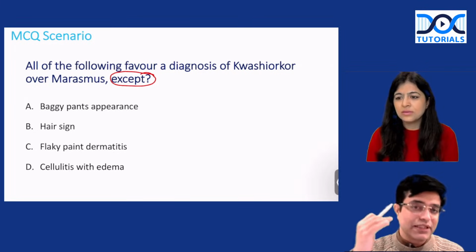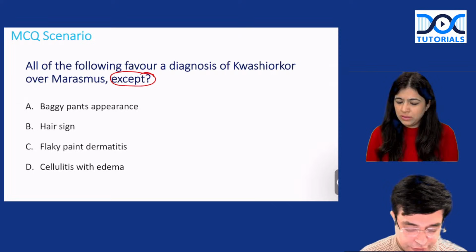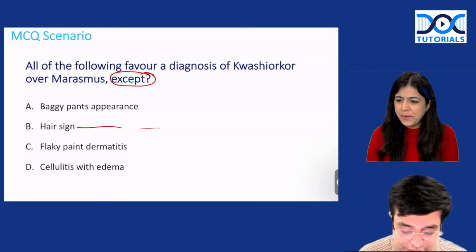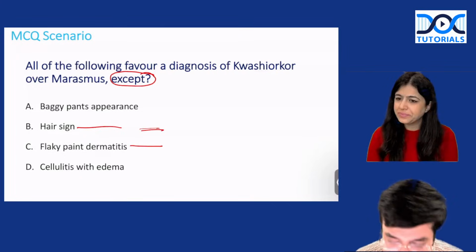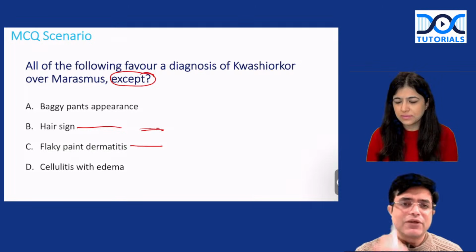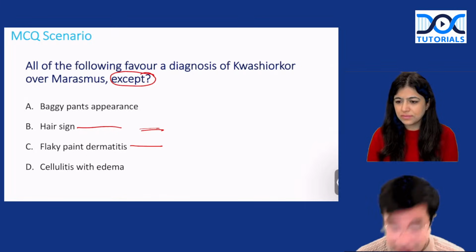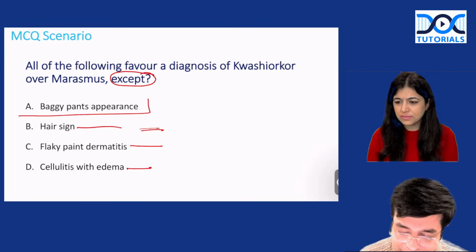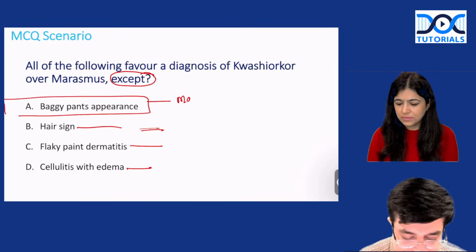I did not say same, but similar to INI-CET MCQ. Hair sign is seen in kwashiorkor. Yes, it is seen in kwashiorkor. Flaky paint dermatitis can occur in kwashiorkor. Yes, it can. Cellulitis is inflammation of the subcutaneous fat, with edema. Edema is a feature of kwashiorkor. Baggy pants appearance is a feature of marasmus.